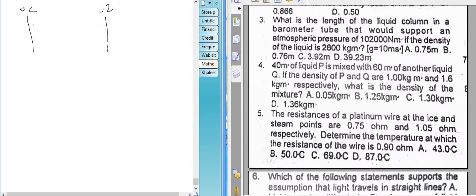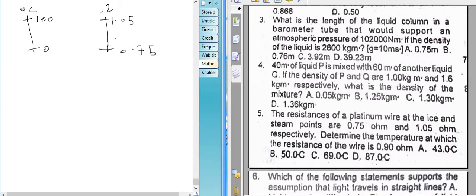So let's take the upper point at the steam point and the lower point at the ice point. So we have the corresponding value of resistance here. So for this, we know the upper point, that is the steam point, is always 100 degrees. That's the temperature, and it's also given in the question. And the ice point is 0 degrees C. So now the corresponding values of steam and ice point are, for steam we have 1.05, and for ice we have 0.75.